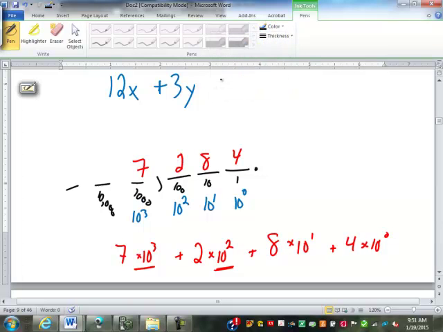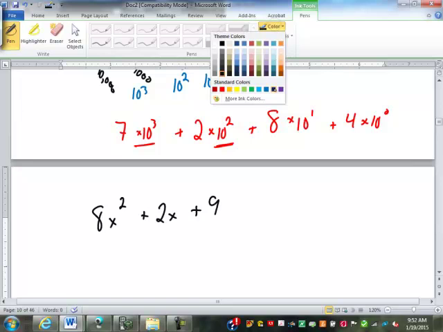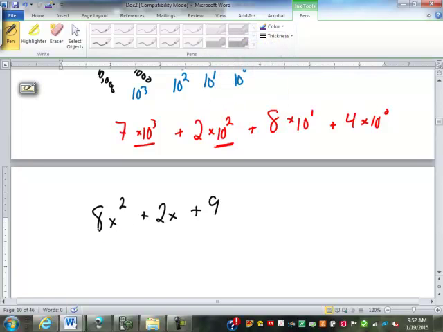Well, the same with an algebraic number. I might have 8x squared plus 2x plus 9. Well, you can see what that is: the digits now, instead of the place values being tens, the place values are x's.